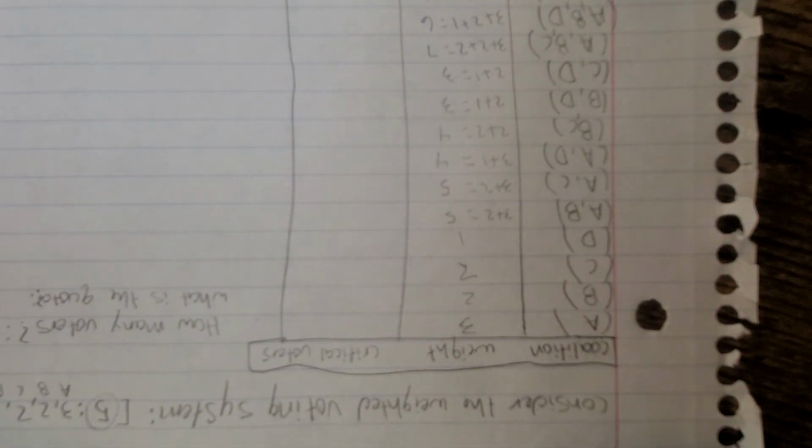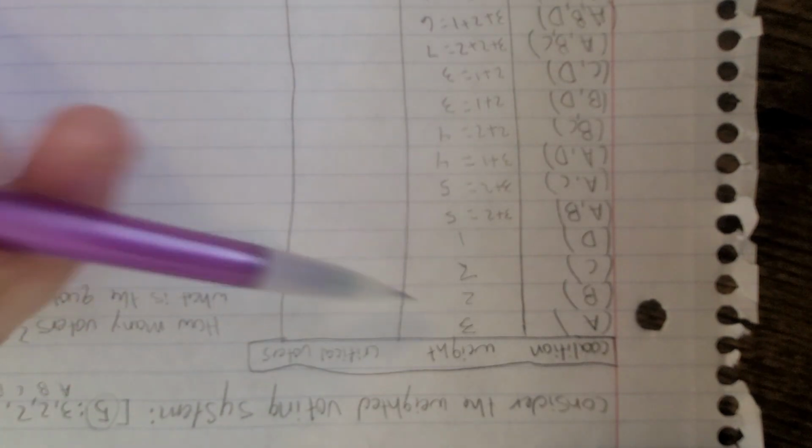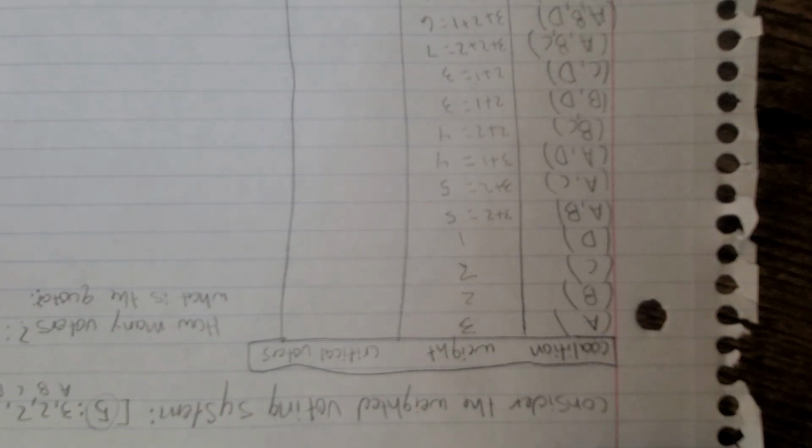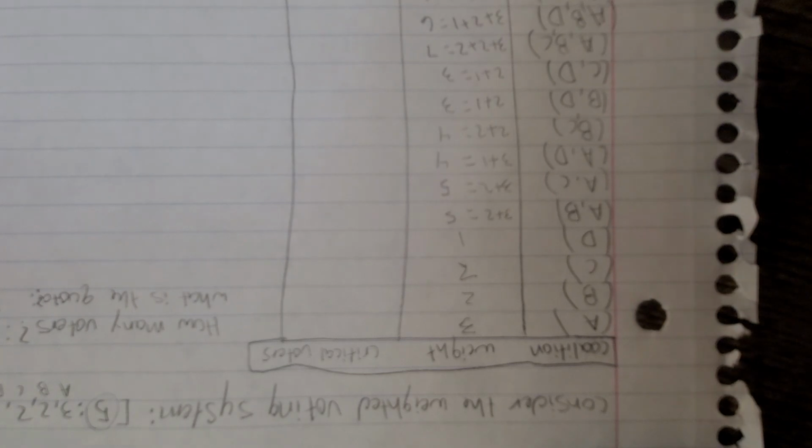So, to get this resolution passed and to see the critical voters, it has to be over the quota or equal to the quota of 5. So, right now, A does not pass by itself because it's only 3. It's not 5 or over to pass the resolution. Same with B. It's only 2, so that doesn't pass. C, only 2. D, only 1.